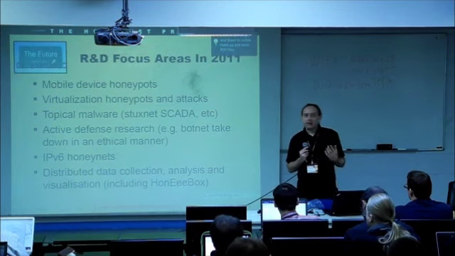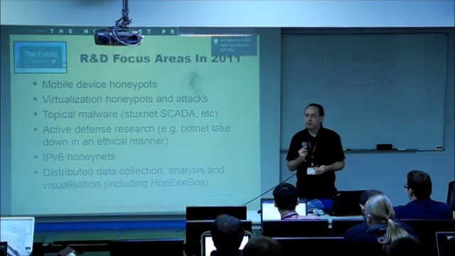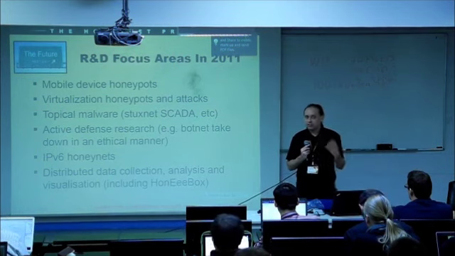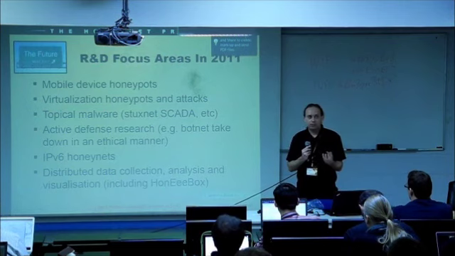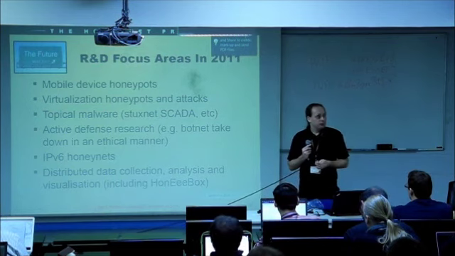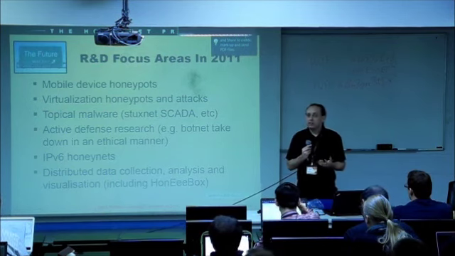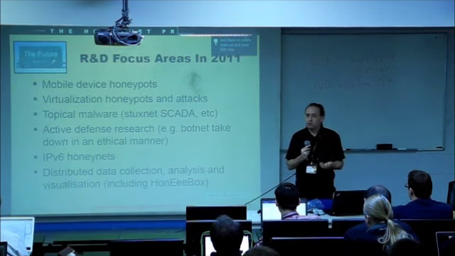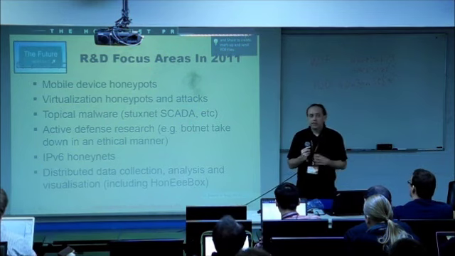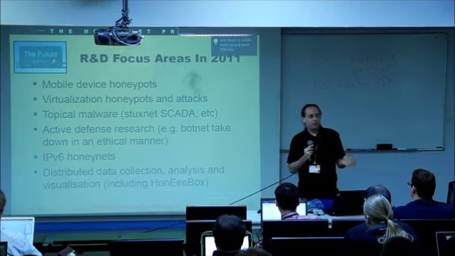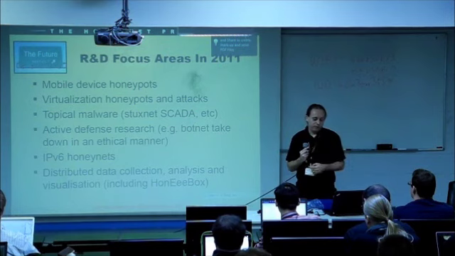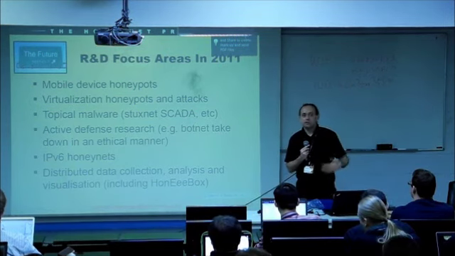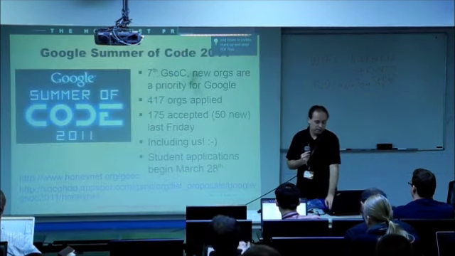So mobile devices, Android, iPhone, I think that's a key area for malware this year. Virtualization, continuing to work on attacks against and within using virtual honeypots to analyze more incidents. Topical malware, such as SCADA attacks, Stuxnet. Active defense, how you take down the botnet once you have control and command and control. How do you do that ethically? IPv6, as the switch over from IPv4 to IPv6 happens, getting more people involved in that. And then distributed data collection, building worldwide networks of honeypots, and building the user interfaces to analyze that data.